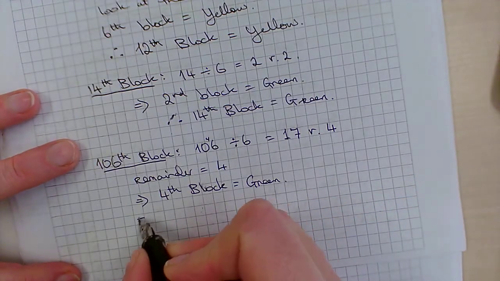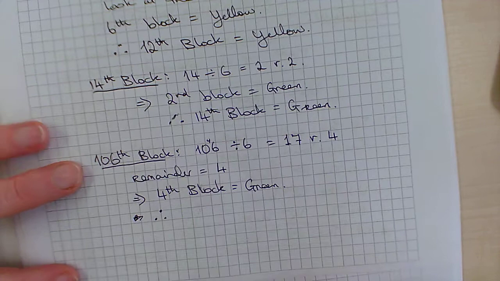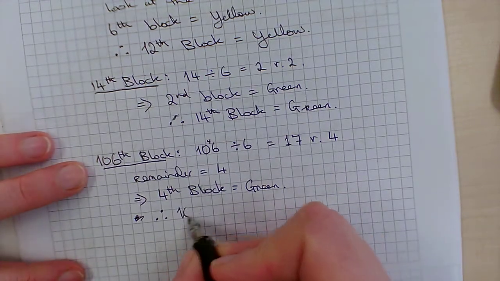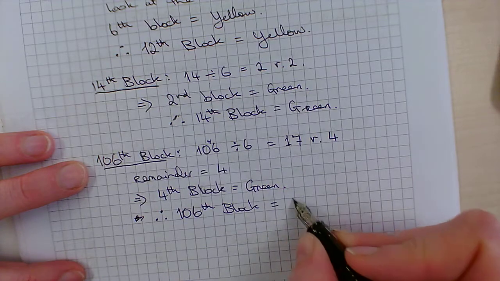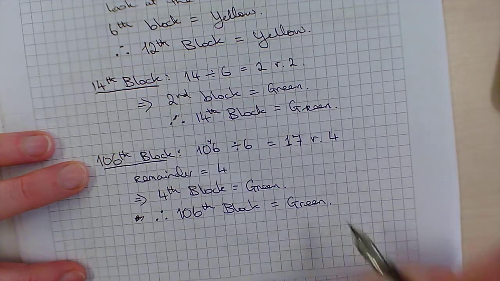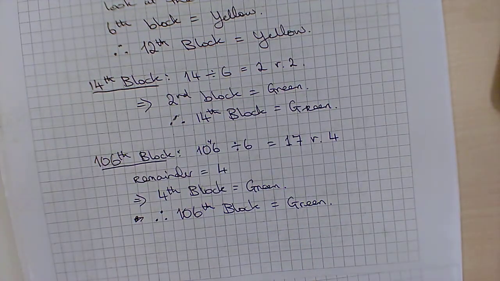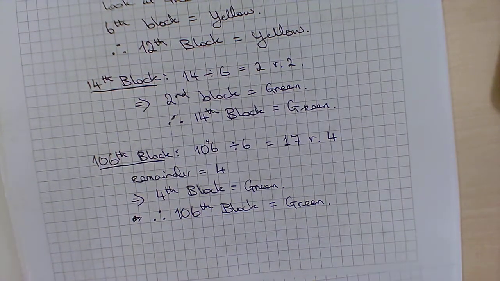So therefore, my 3 little dots here means therefore. Therefore, my 106th block is also green, which I can do. Now, if you feel like writing out the whole table to double check that, you can, but we can trust this answer. You just have to be able to find the remainder when you do division.